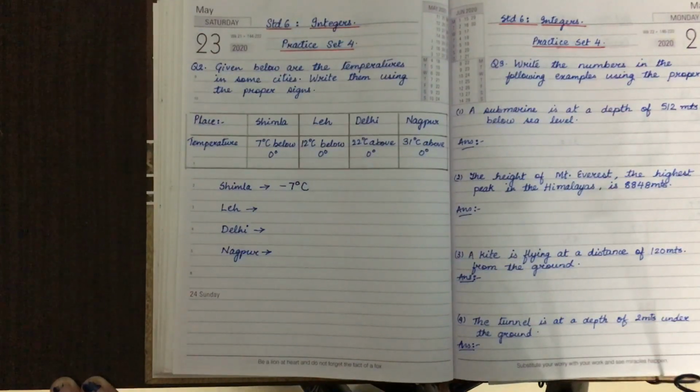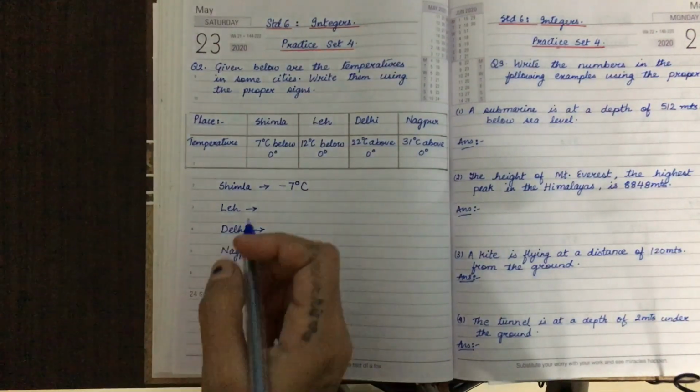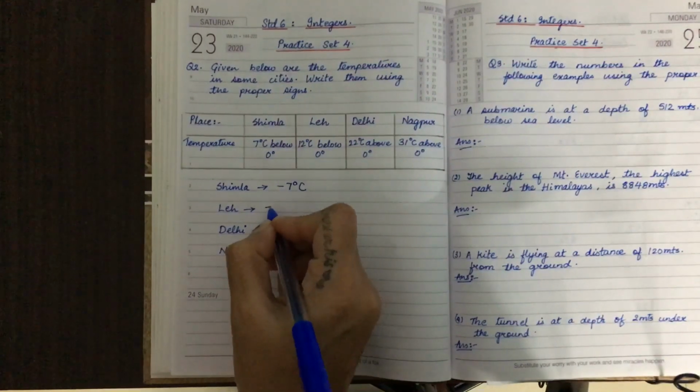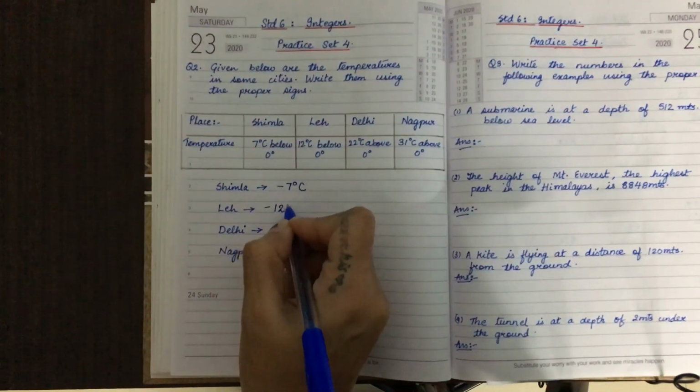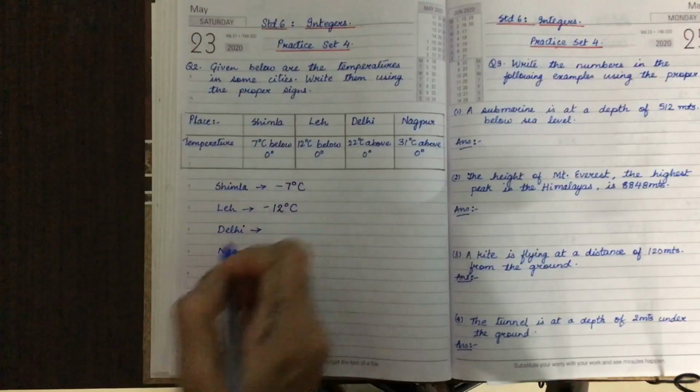Next we see Leh. Leh is mentioned as 12 degrees Celsius below 0. So over here also the temperature is very cold. This will be written as -12 degrees Celsius.